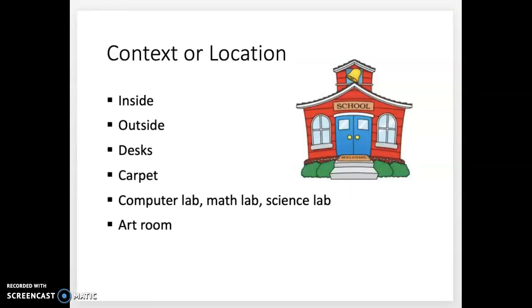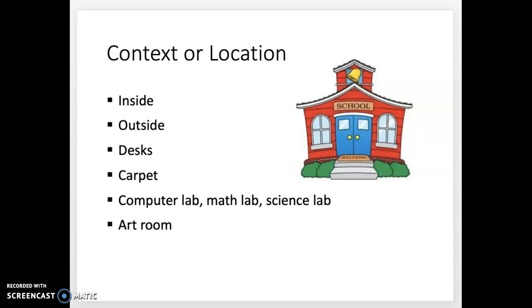And on that note, we're going to talk about context or location. Where are we going to have our lesson? Are we going to have our lesson inside the classroom, outside? I think we tend to do almost all of our instruction, the large majority of our instruction, inside, and that is appropriate. But there are many times that we can go outside and use the outside, the natural environment, as a great context for our lesson.